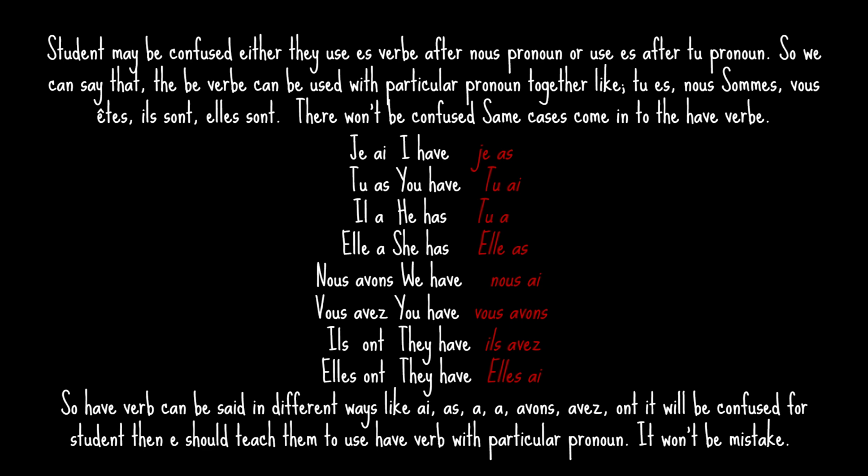When they become confused in the early stage of learning French, they should use the subject pronoun and verb together all the time. They should not be separated. If they are separated, they become confused, like je avons, nous et, like this confusion in French.